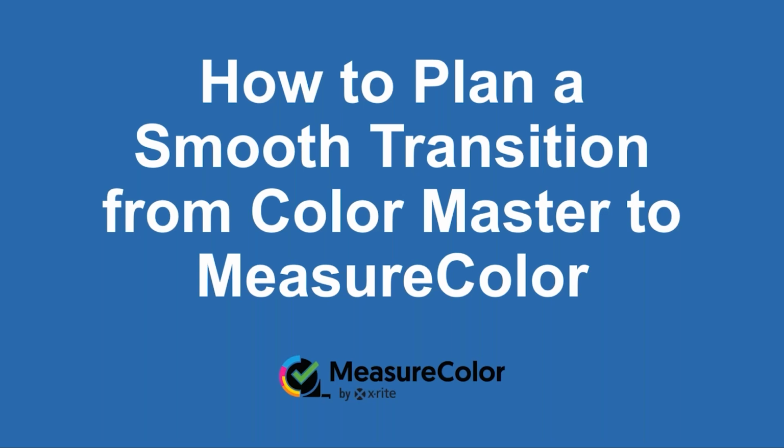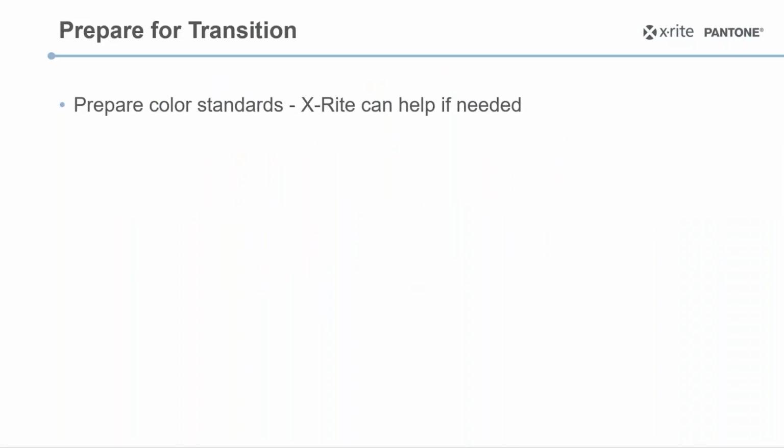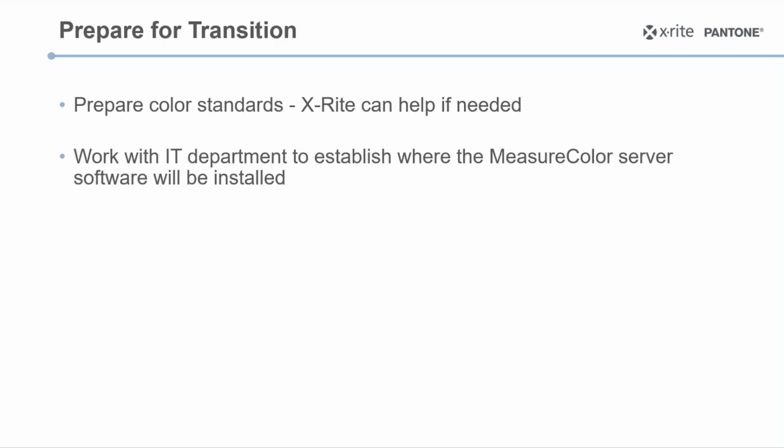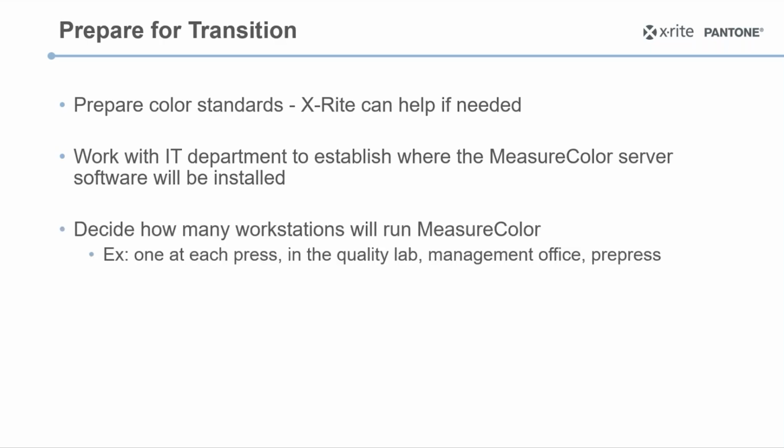Now you may be wondering, how can we plan a smooth transition from Color Master to MeasureColor? Well, it's very easy. Simply start by preparing your color standards, and we're happy to help if we can be of assistance. You'll want to work with your IT department to establish where the new MeasureColor software will be installed. And it's important to remind them it's always installed inside your network. None of this is running on hardware that we control where there's any kind of question around data security.